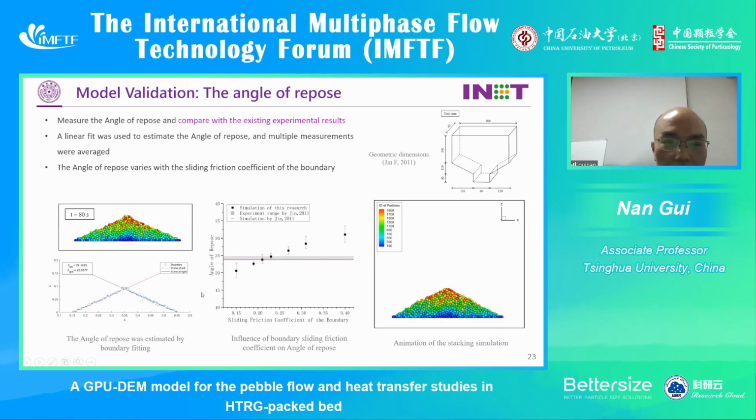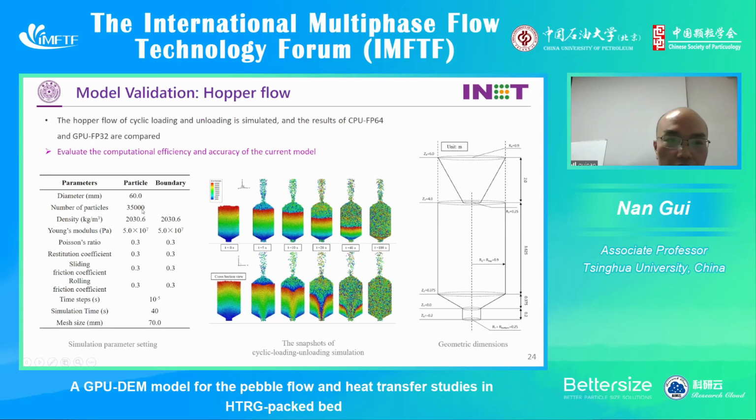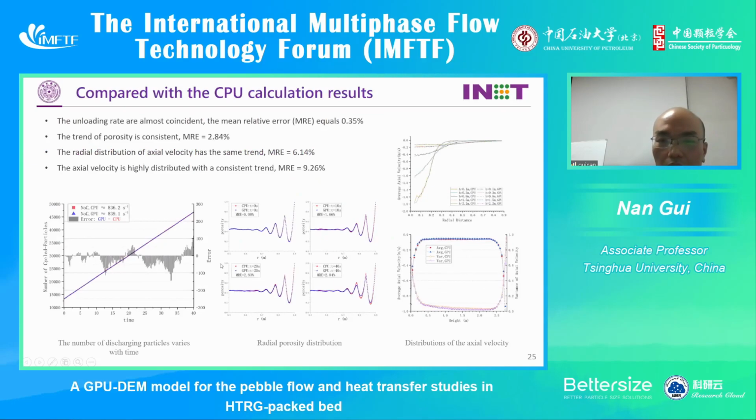Then after the code has been verified, we use this code to simulate the real reactor of HTR-10, and this is the parameter we use. We simulated about 35,000 particles and get the three-dimensional data about the pebble flow inside the reactor core. And we also compare the accuracy when we use the CPU or the GPU, and we find that the results are almost consistent with each other. The relative error is very small.